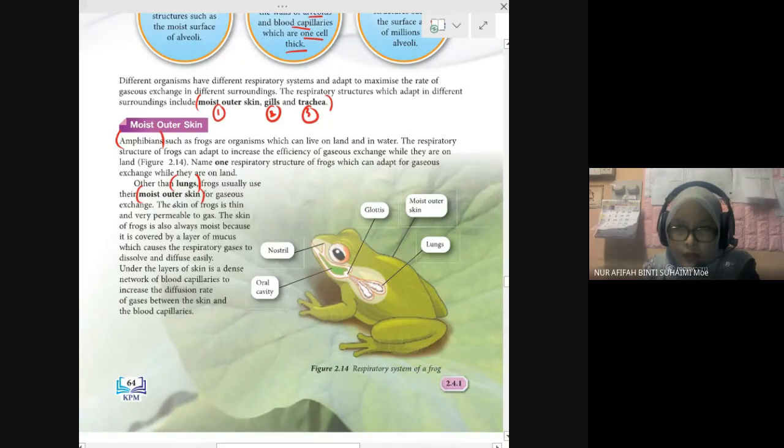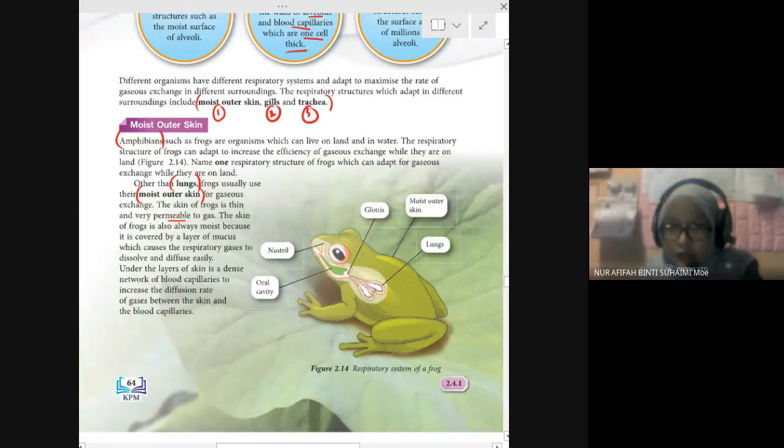Okay, how does the skin look like? The skin of frogs is thin and very permeable to gas. What is meant by permeable? Permeable means the gas can easily dissolve into their internal organ. Permeable, easy to diffuse. The gas easily diffuses or dissolves into the skin. The skin is also moist because it is covered by mucus. Dissolve and diffuse easily.